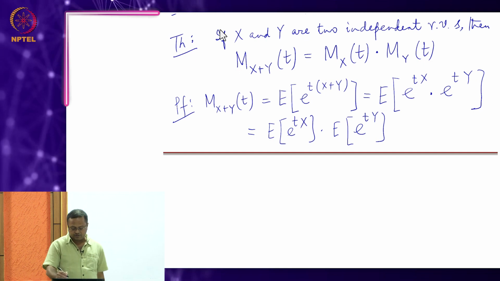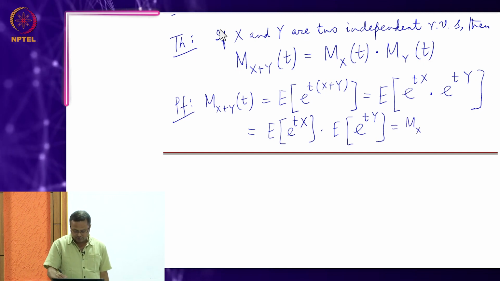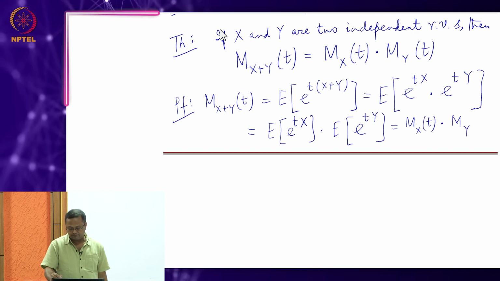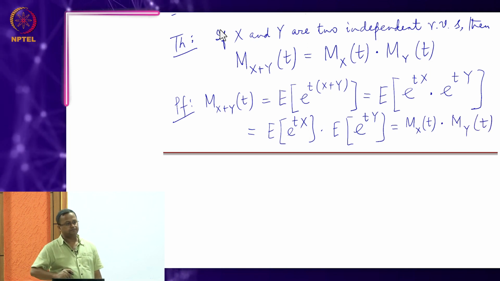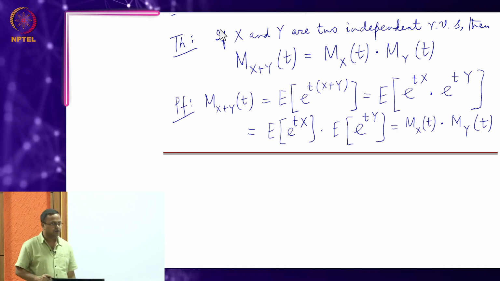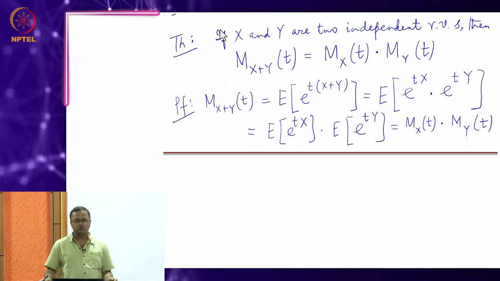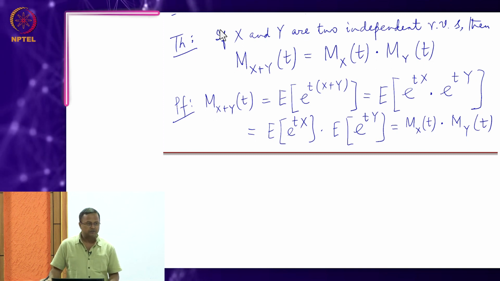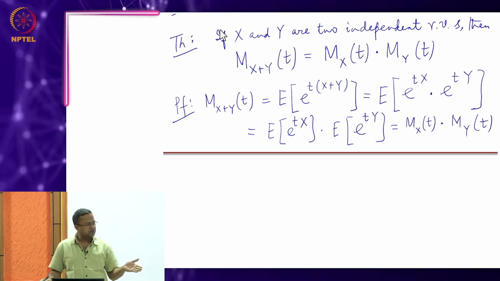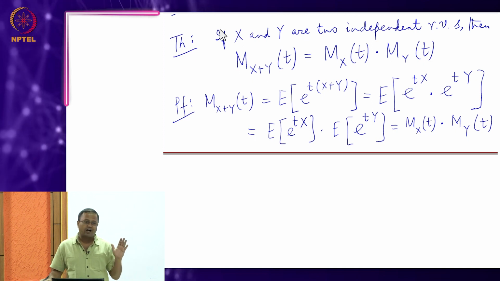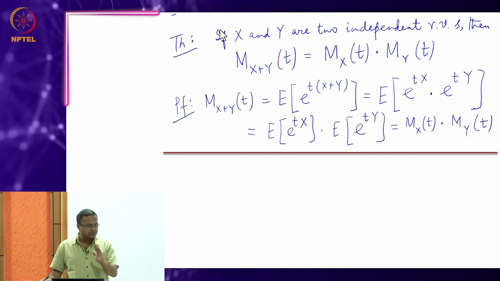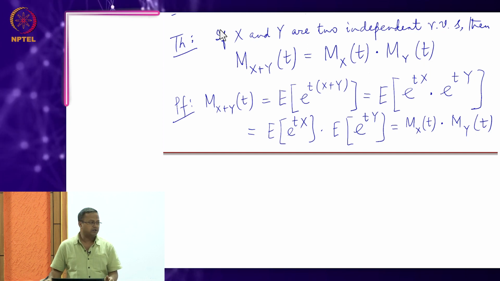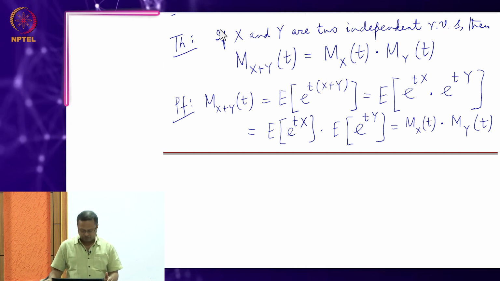The first term is by definition M_X(t), the second term is by definition M_Y(t). So, you can obviously generalize it to n random variables. That means the moment generating function of a sum of random variables turns out to be the product of their individual moment generating functions. Fine.